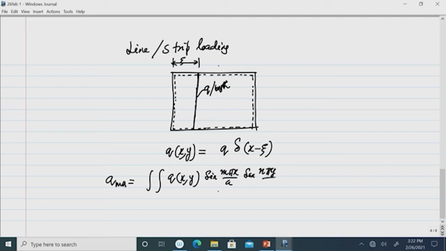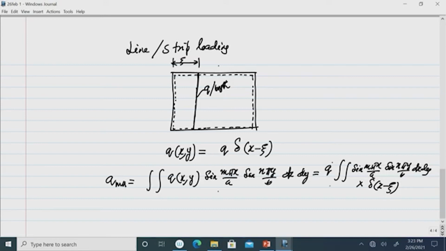as this, sin(m pi x by a) sin(n pi y by b), and then it has to be multiplied by dx dy. Now, replace this q(x, y) by q, where q is a constant, so we can take it out. Then we have sin(m pi x by a) sin(n pi y by b) dx dy multiplied by the Dirac delta function x minus xi. Now, integration with respect to x will result in a value, say q sin(m pi xi by a), then the integration with respect to y remains.